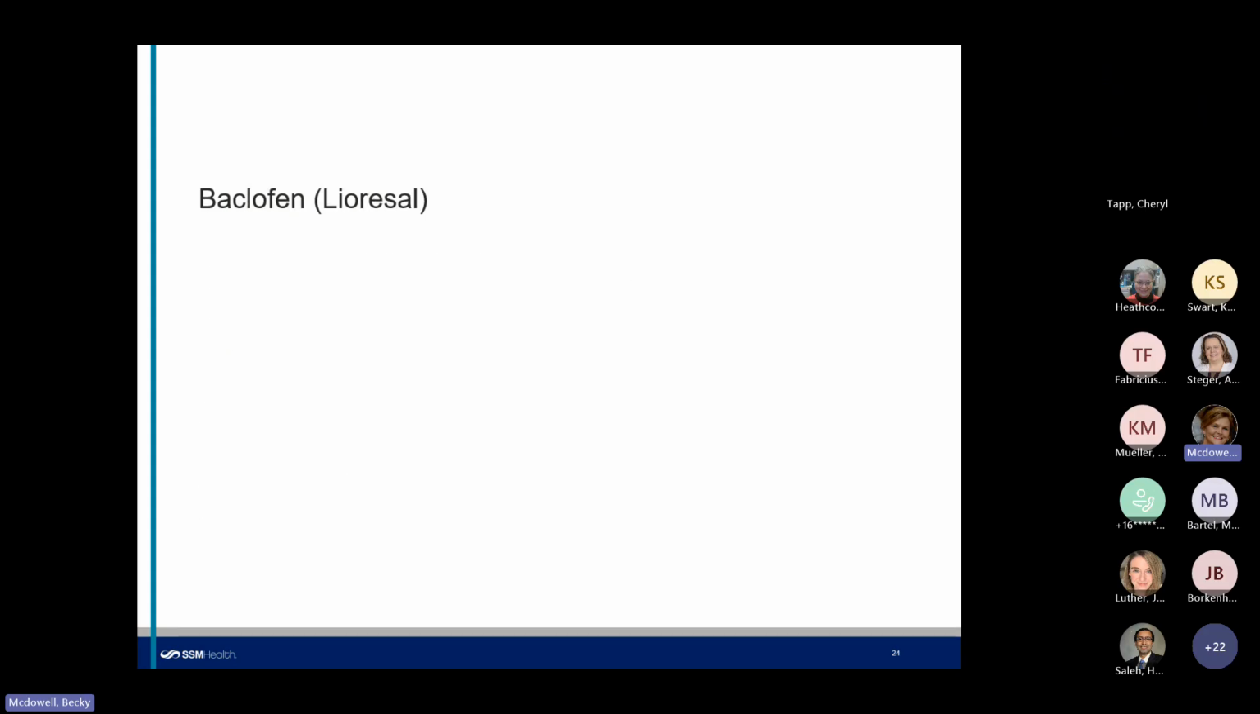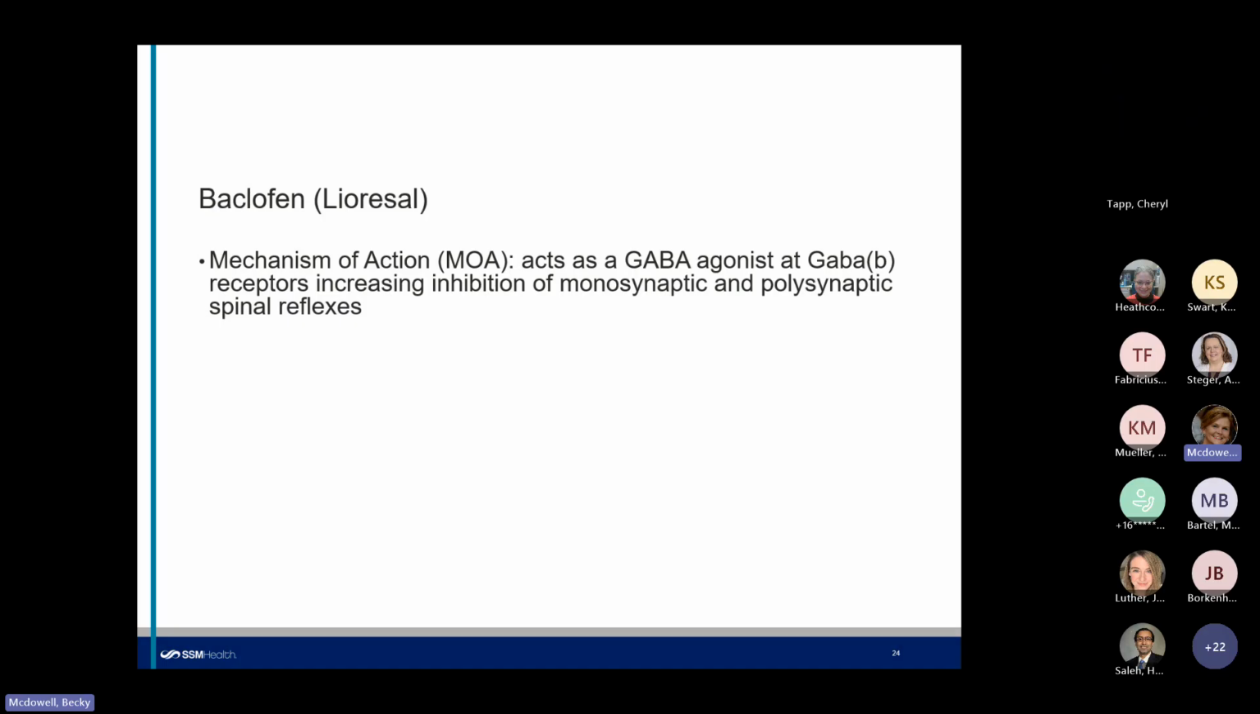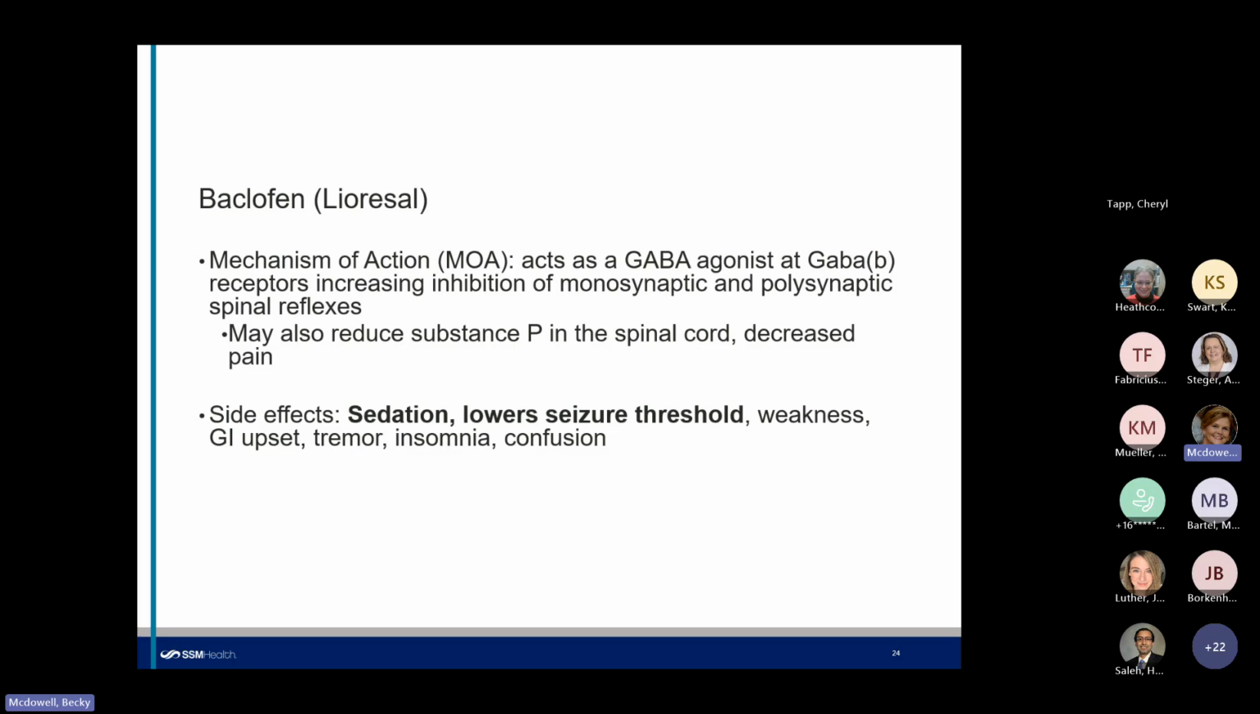So baclofen, mechanism of action: it acts as a GABA agonist at GABA B receptors, increasing inhibition of monosynaptic and polysynaptic spinal reflexes. It also may affect substance P in the spinal cord and help decrease pain. Major thing to think about if you're giving somebody baclofen is that it's sedating. And it also lowers the seizure threshold.